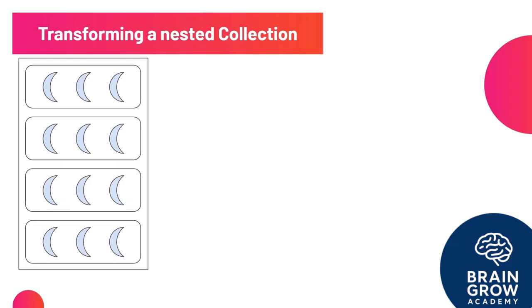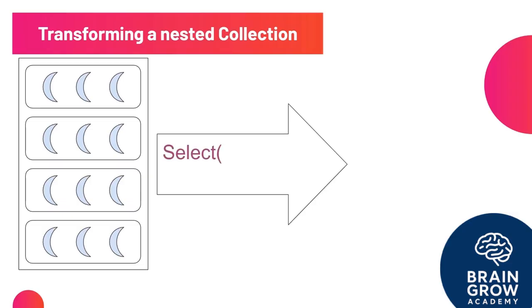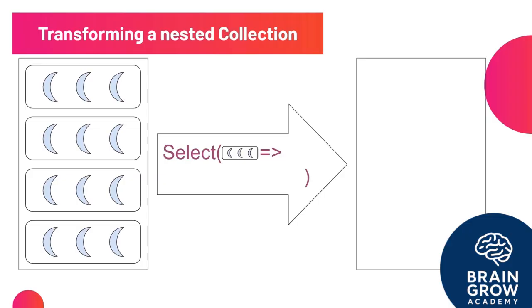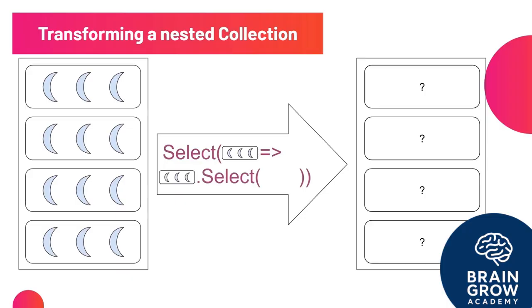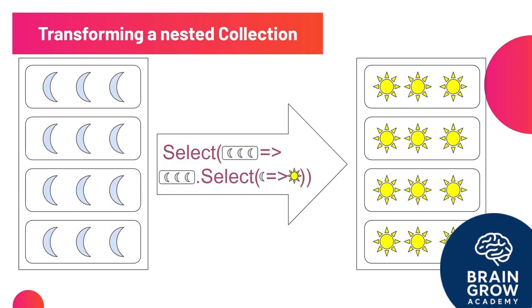If we pass the collection to the Select method, the expression's input would be the internal collection. Let's pass the internal collection to the Select method and transform the items of the internal collection. So the result would be a transformed nested collection. Keep in mind that the output of a Select method is always a collection. Let's decide about its items. Let's pass the internal collection to the Select method and transform the items of the internal collection. So the result would be a transformed nested collection.